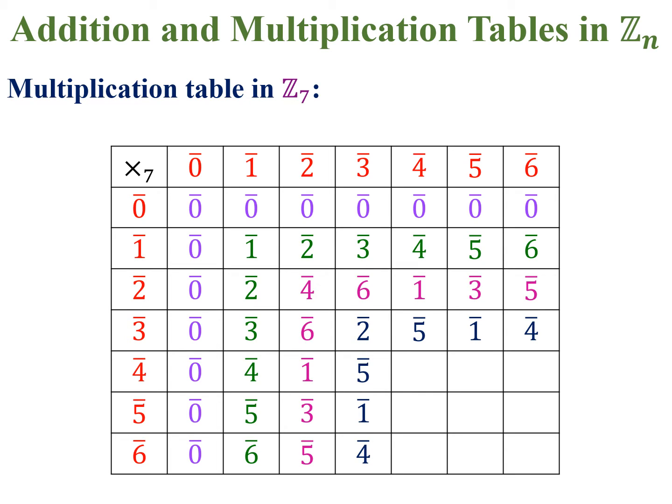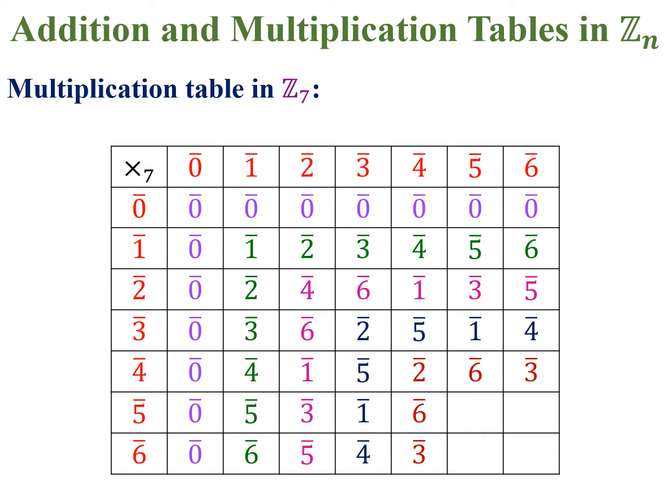Now here we can get the value by multiplying class of 4 with class of 4. 4 into 4 is 16, and when we divide 16 by 7 we will get 2 as a remainder. So here will be class of 2. 4 into 5 is 20. When we divide 20 by 7 the remainder will be 6. 4 into 6 is 24. When we divide 24 by 7 the remainder will be 3. And all these entries are again obtained in this column. You will get class of 2, class of 6, class of 3.